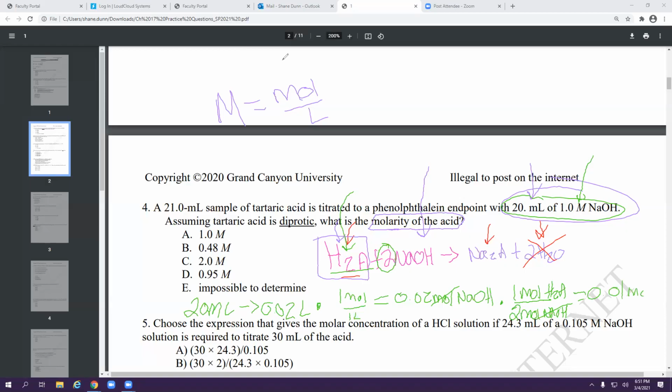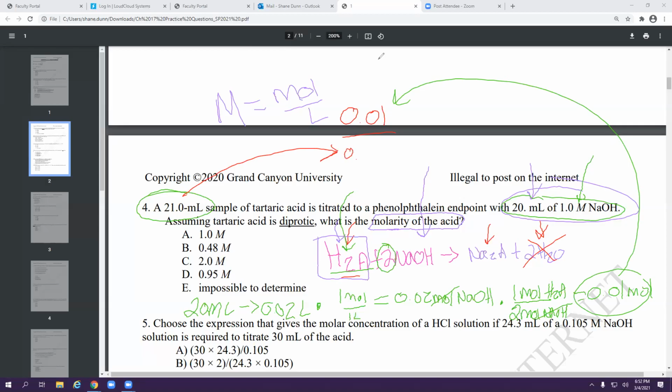0.01 mole. Now, I use its volume, right? So divide the 0.01, change my color right here to red, right? 0.01 divided by its volume, changed into liters, of 0.021 moles per liter. Does that make sense?